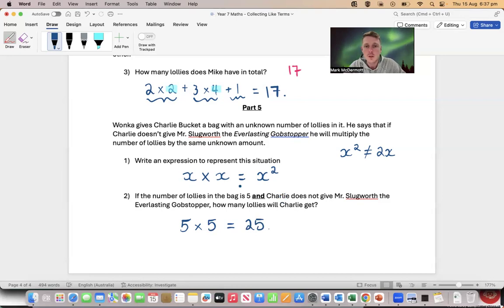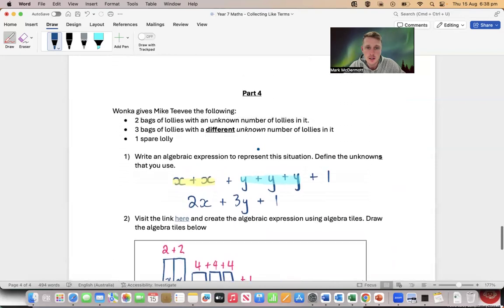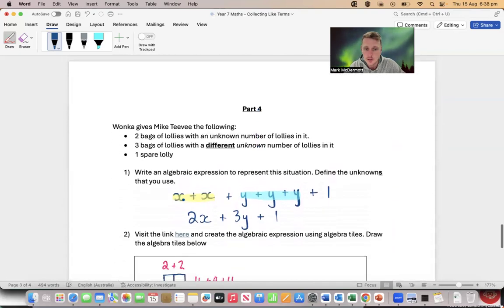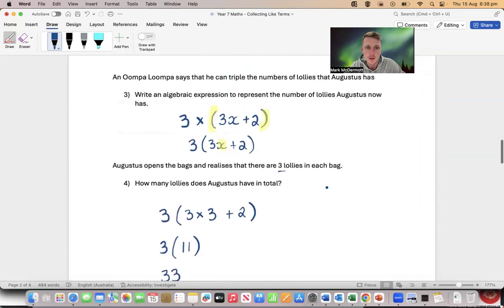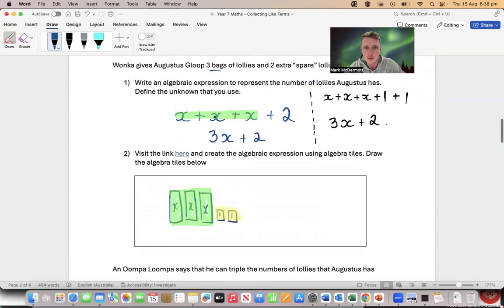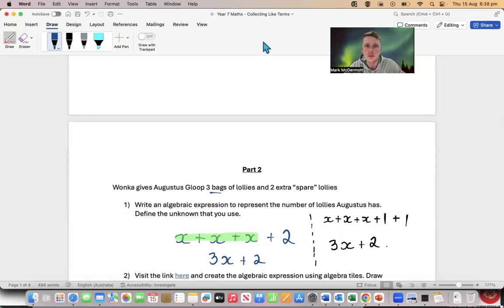So yeah, that's hopefully a nice introduction to how we start to collect like terms when we're using algebra. A classic example is something like this. X plus X gives us 2X. Y plus Y plus Y gives us 3Y. Okay, another example is here. X plus X plus X gives us 3X, three groups of X. I hopefully found that helpful.